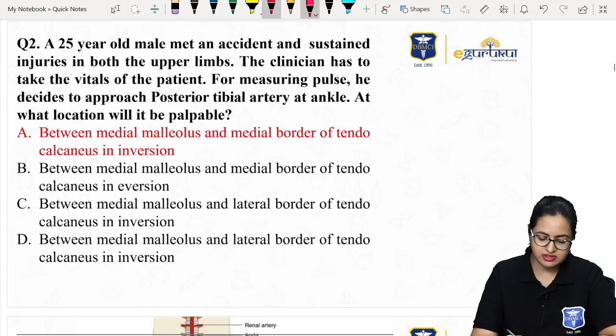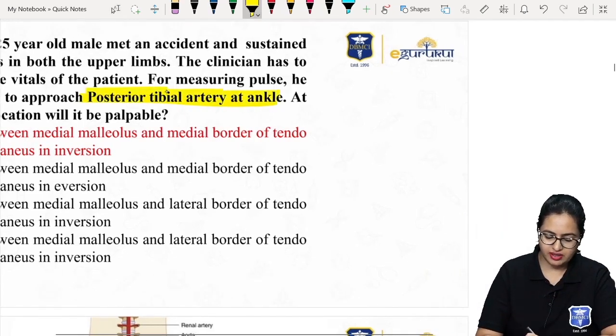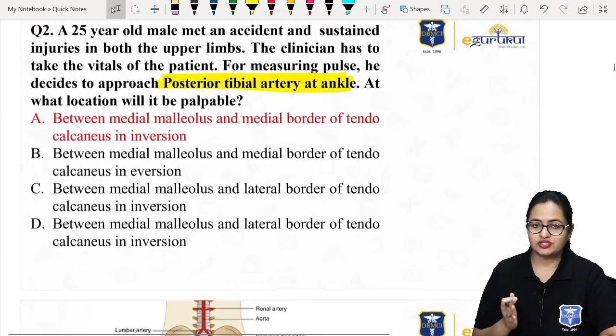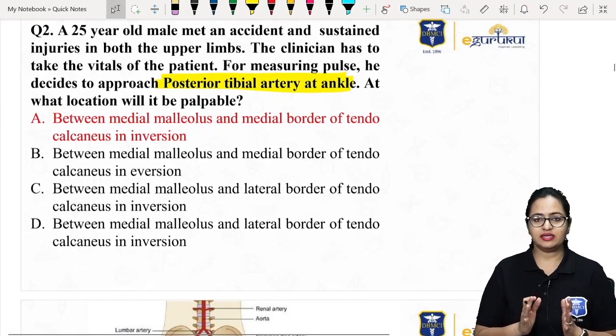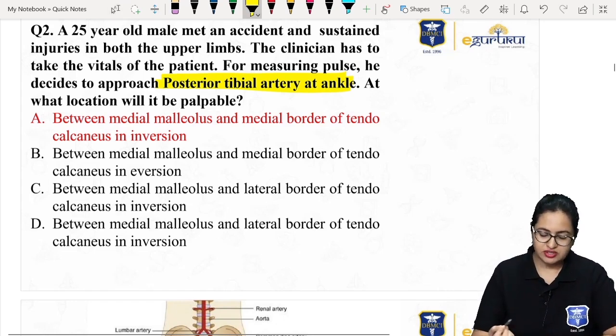So for measuring a pulse, he decides that he will be approaching the posterior tibial artery at the level of ankle. Now so as to feel the pulsation of the posterior tibial artery at the ankle, what landmarks he should use? So now at what location it will be palpable?